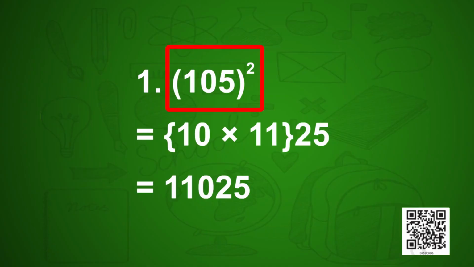So, let us observe 105 whole square. Here the unit digit is 5, so 5 square is 25. The number of tens here is 10, so we can write the product as 10 times 11. So, the product is 110 followed by 25. So, we get the answer 11,025.